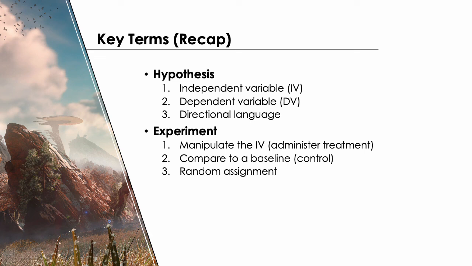And much later in the semester, when you're asked to propose an experiment, you'll have to make sure that your experiment has all of these key features: assignment to a treatment group, assignment to a control group, and random assignment to those groups. So if you are walking away from this video and you can at least remember these three components of a hypothesis and three components of an experiment, you're doing great so far. We're going to dive into some specific examples of these in the next few lecture videos.